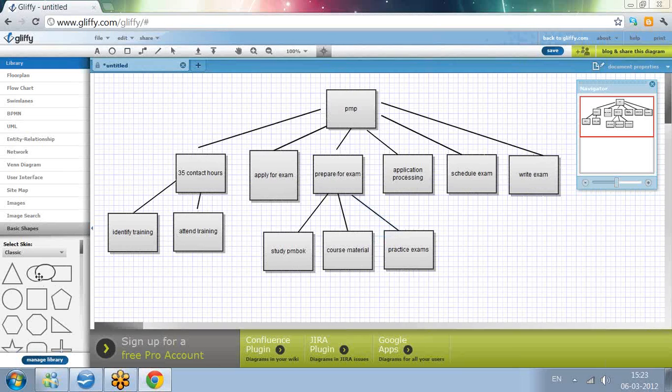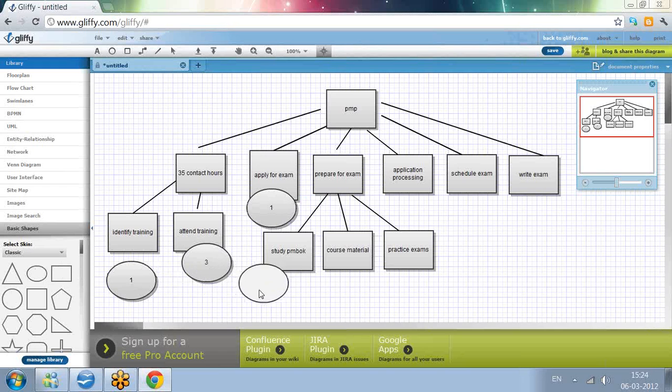Now let us estimate these. Now identify trainer. Let's say this takes 1 day. And attend training, let's say this takes 3 days. Apply for exam, let's say this takes 1 day. So here we are talking about effort, we are not talking about duration.